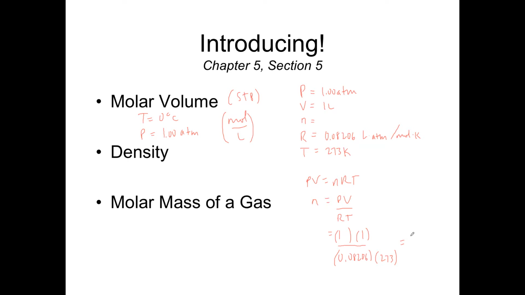1 divided by 0.08206 divided by 273 equals... okay, so this comes out to be 0.04464. Okay, so watch this now.